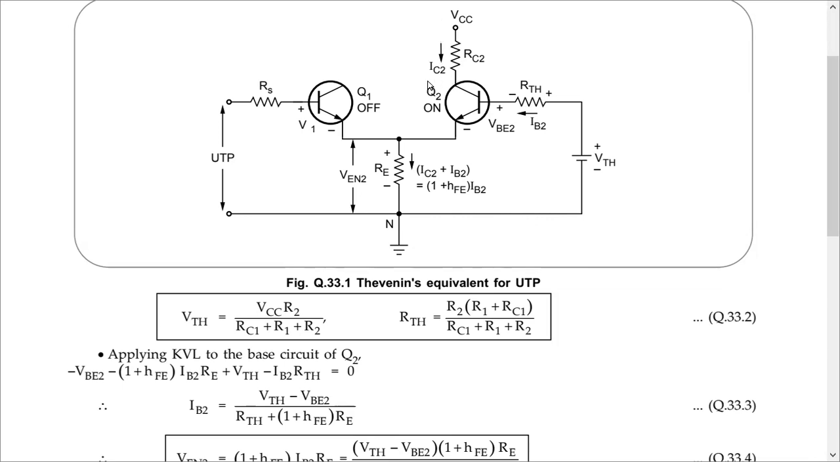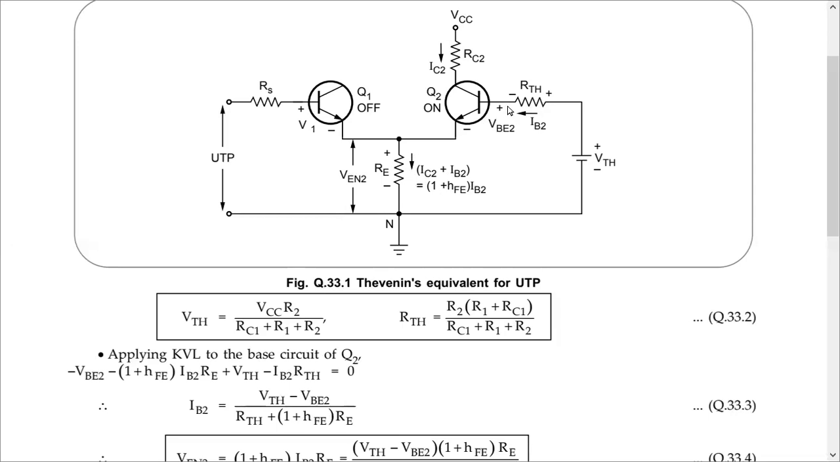We know IC is equal to HFE into IB. I hope you remember from EDC: IC is equal to HFE IB, or IC is equal to beta IB. So this is HFE IB2, and this is IB2. So the current here will be HFE IB2 plus IB2. IB2 we can take common. So IB2 into (1 plus HFE) will be the current here.